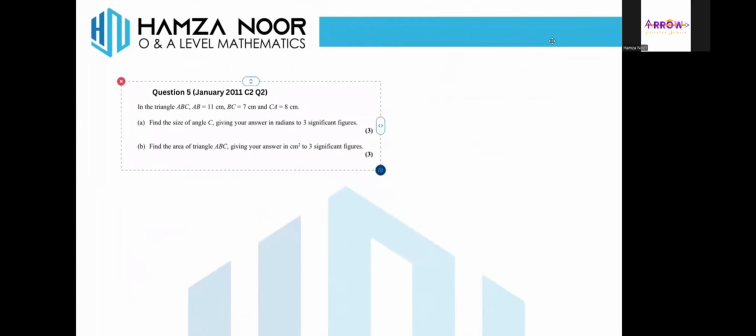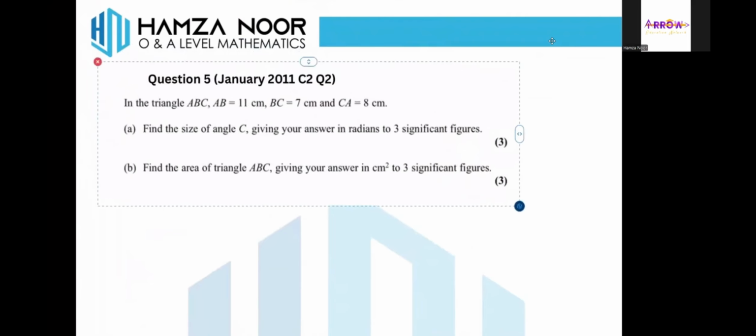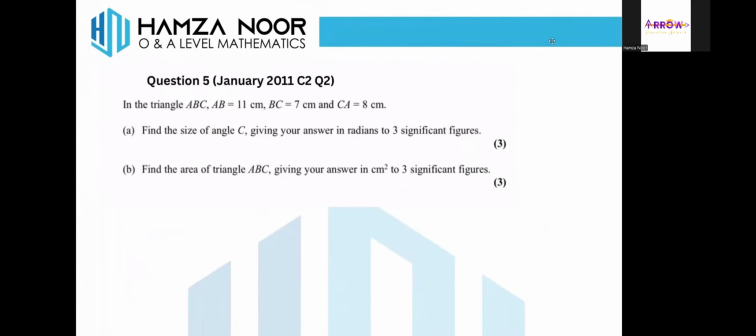Now let's move on to the next question, which is question number 5 of this handout. This is January 2011 C2 question number 2. The question says that in the triangle ABC, the length of AB is 11 centimeters, BC is 7 centimeters, and the length of CA is 8 centimeters. The requirement of part A is to find the size of angle C, and we need to give our answer in radians correct to three significant figures.